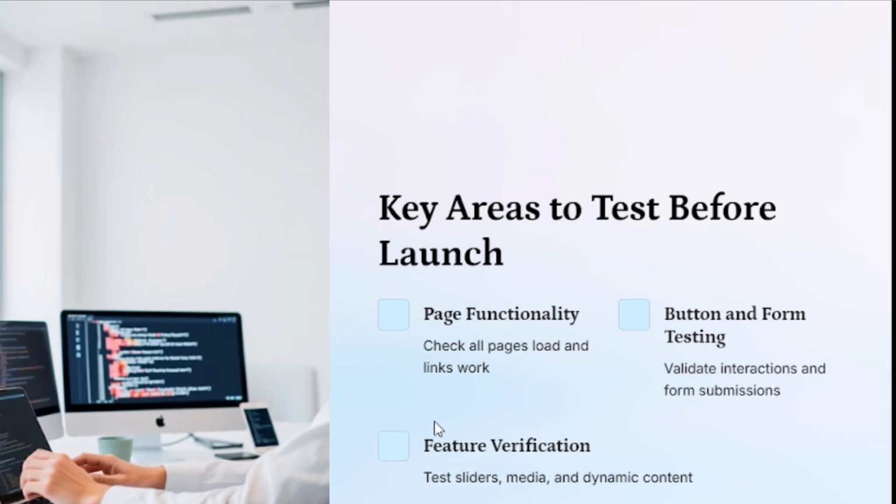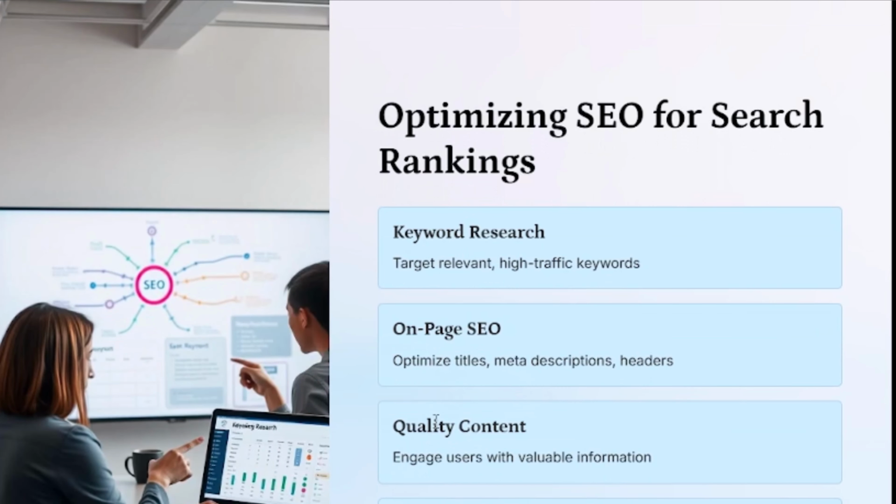Now, when you are done with the key areas to test before launching, the next part we are going to talk about is optimizing SEO for search rankings. This is part of the key takeaways that you also need to take note of in this particular module. The first one is keyword research. When you're posting on your website, maybe you have something like a post in the content management system, you target relevant keywords so that you boost your website ranking.